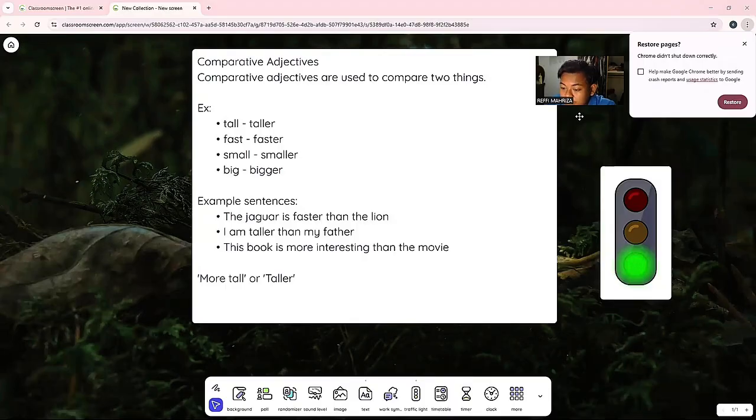So that is our lesson for today. We learned what an adjective is and how to use comparative adjectives to compare two things.